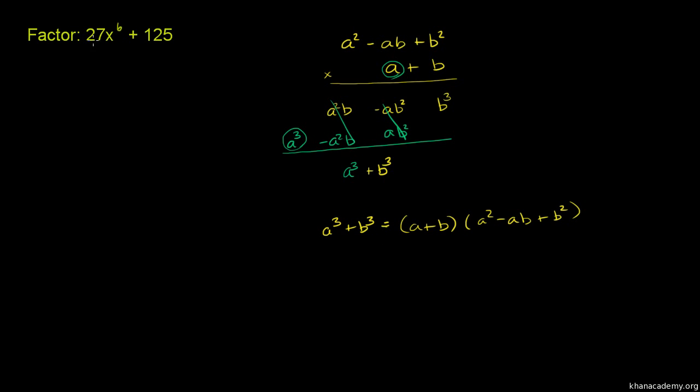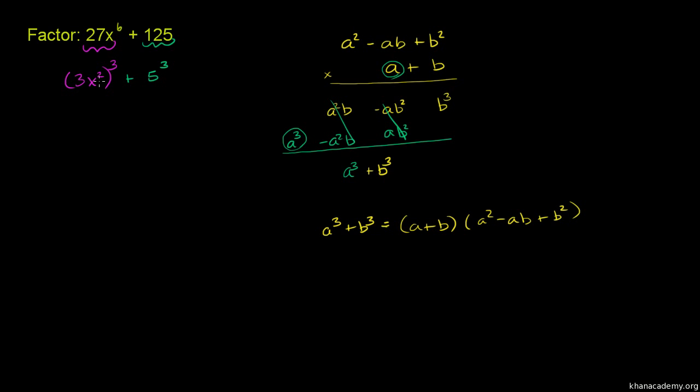Well, 27 is definitely the cube of 3. 3 to the third power is 27. X to the sixth is also the cube of x squared. If you raise x to the sixth to the 1/3 power, you get x squared. So this first term right over here can be rewritten as 3x squared to the third power. And the second term right here, that's 5 to the third power. So plus 5 to the third power.